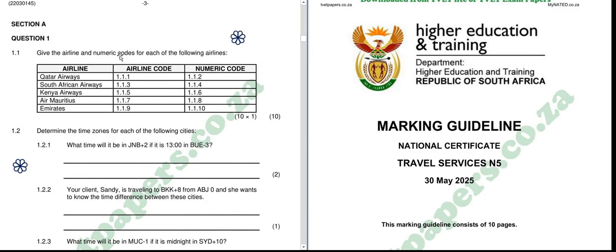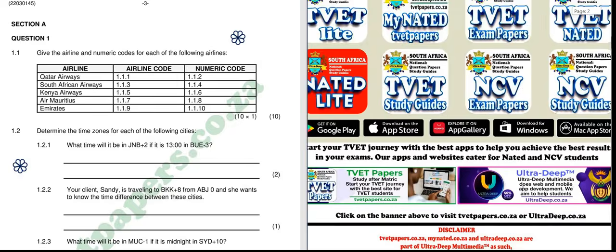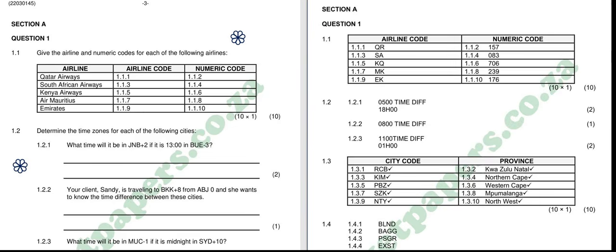We are supposed to give the airline and numeric codes for each of the following airlines. So we now refer to our marking guideline to see what the answers are for question 1.1. If we go down to our answer section, you see that these are the answers from 1.1.1 to 1.1.10. We have put Qatar Airways on 1.1.1, and South African Airways on 1.1.3. That is the information that we have on 1.1.